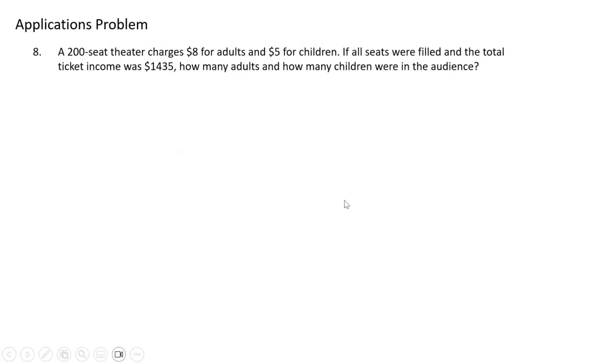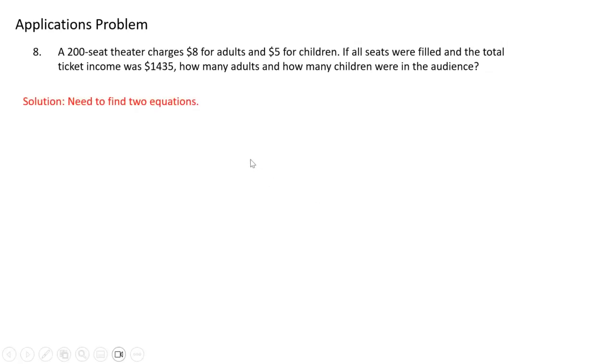Okay, now here's how you apply these types of problems in a real life situation. For example, I believe this is one of the homework problems from this section. It says, a 200-seat theater charges $8 for adults and $5 for children. If all seats were filled and the total ticket income was $1,435, how many adults and how many children were in the audience?